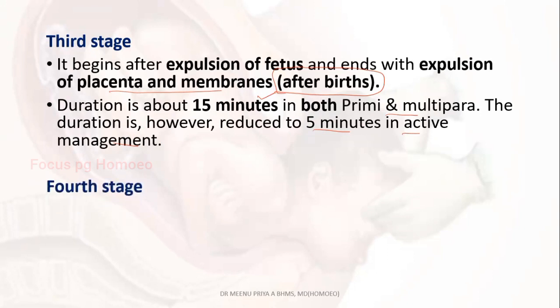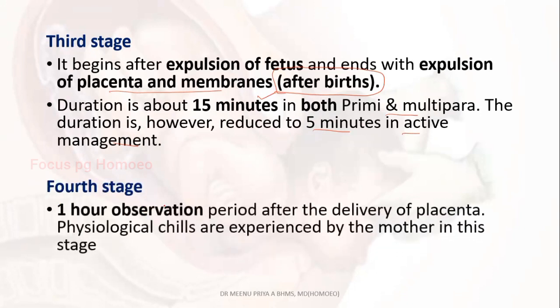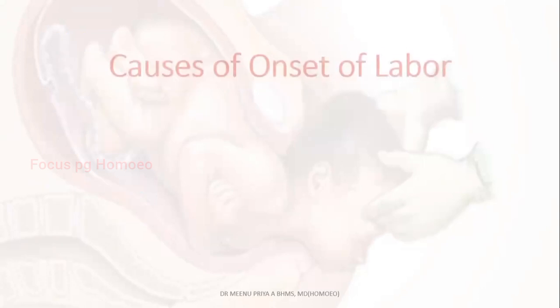Next, there is the fourth stage, and this is the observation stage. It is a 1 hour observation period after the delivery of the placenta, and physiological chills are experienced by the mother in this stage. This stage is very important when it comes to complications after delivery. The mother is monitored for 1 hour, to see whether there are any complications and to take care of those complications.